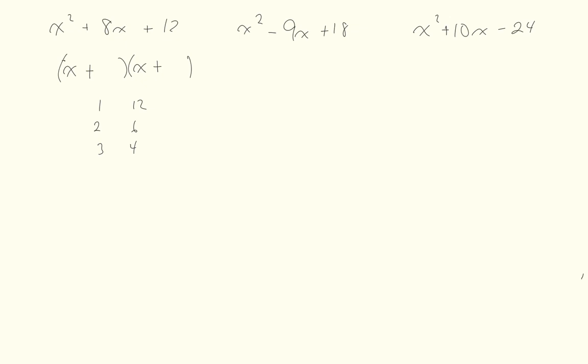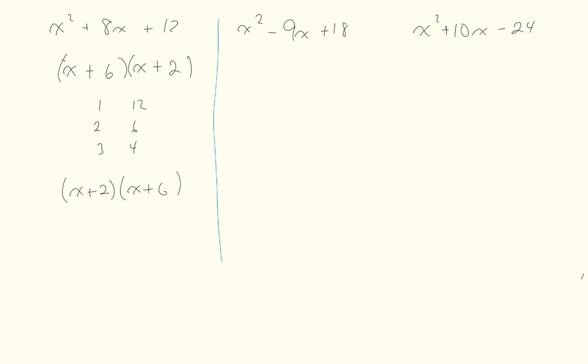So I'm going to say that this thing must work out to x plus 6 times x plus 2. Or I could, of course, have written x plus 2, x plus 6. Factors, it doesn't matter what order you do them in. Just like anything you multiply together, it doesn't matter which comes first.